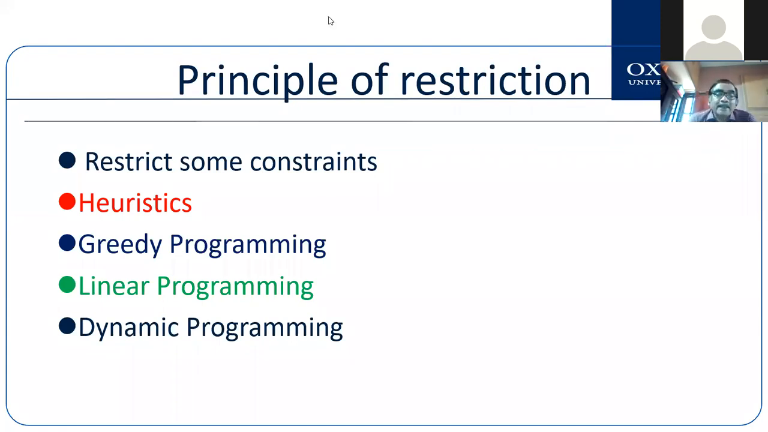So what are the kinds of strategies, the heuristics, we are going to follow? We are going to follow some sort of greedy programming for these sorts of problems, and we are going to use linear programming techniques to solve these difficult problems, and then dynamic programming we are going to use for these sorts of problems, right?